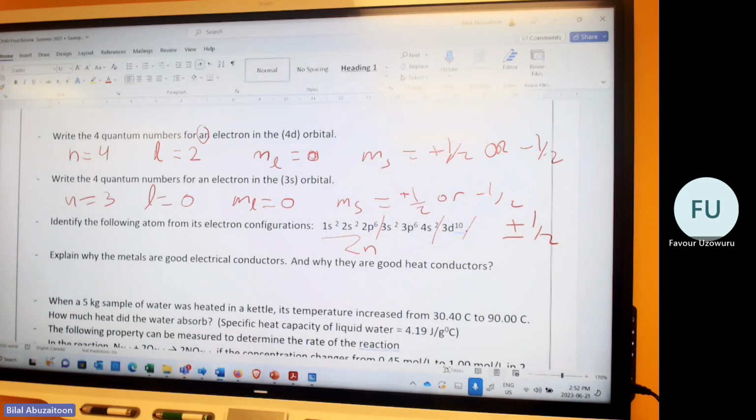Explain why the metals are good electrical conductors and why they are good heat conductors. Because they have free electrons. Free electrons, these are the key words. The free electrons move the electricity fast. Do you remember when we talked about this? The electron enters from this side, another electron leaves from the other side. That's why it is fast. So the free electrons are responsible for that.